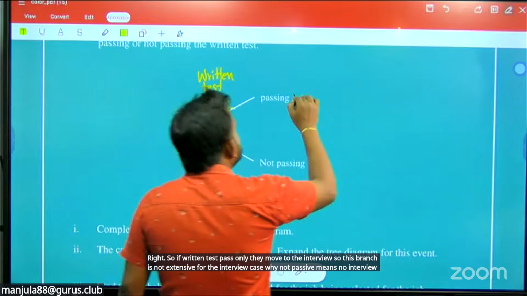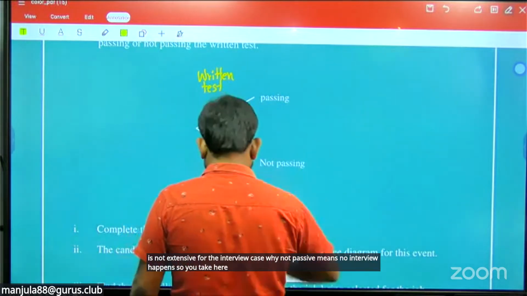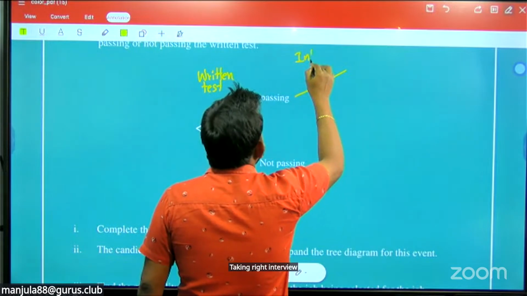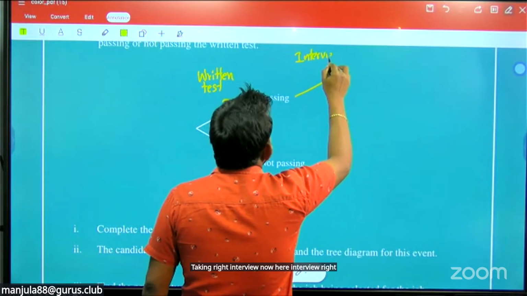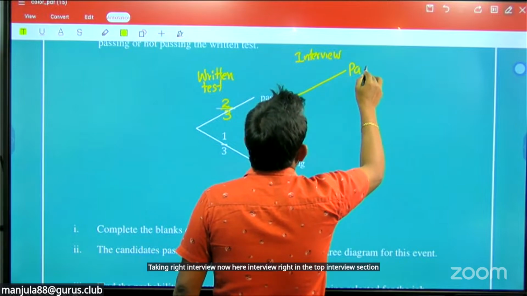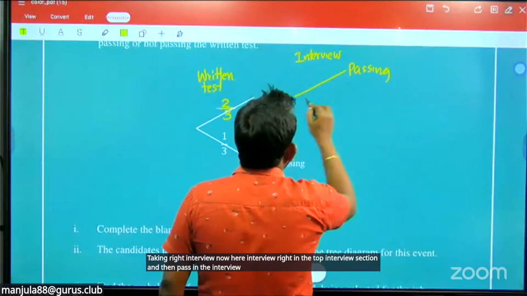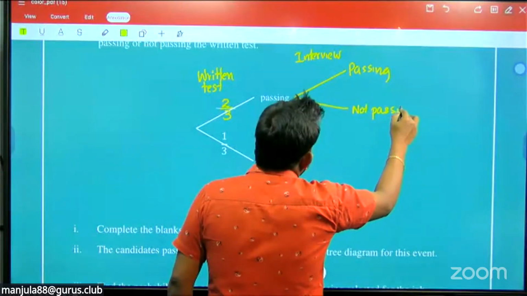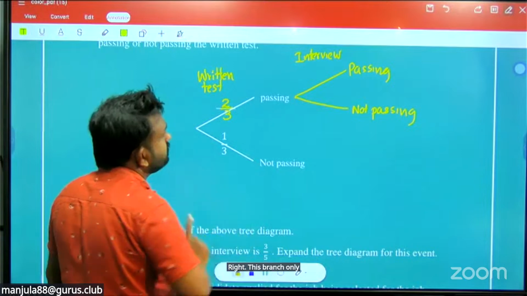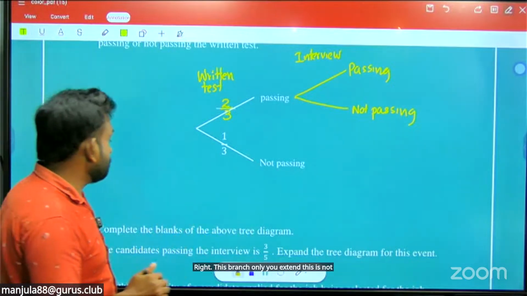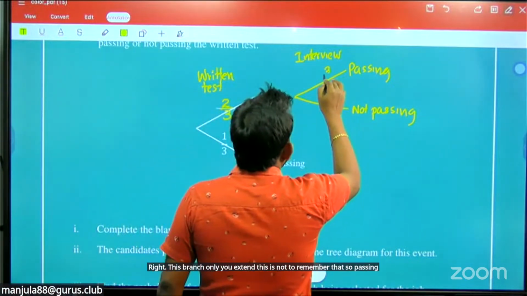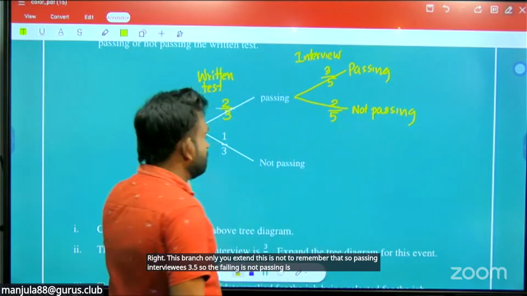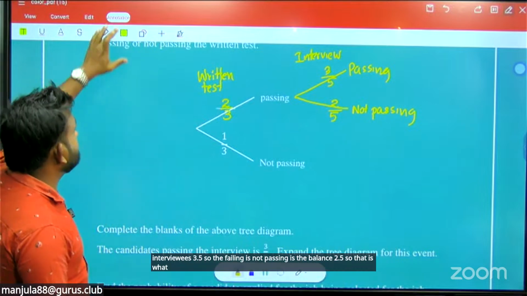So you take here the interview. Now here, in the top interview section, draw passing the interview and not passing. This branch only you extend, not the other, remember that. So passing the interview is 3 upon 5, and not passing is the balance, 2 upon 5. So that is what you need to draw. There are 2 marks there.